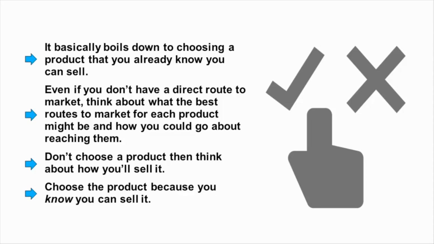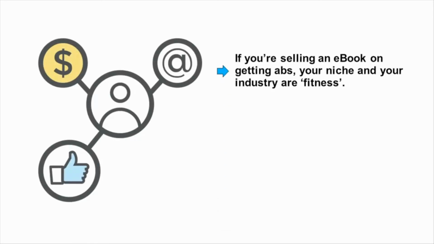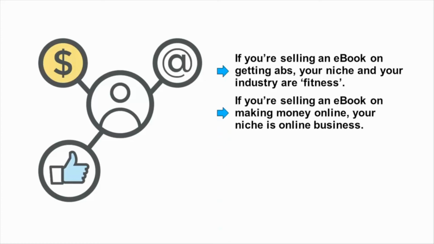Likewise, another consideration you will have is whether to pick a big niche or a little niche. Of course, every internet marketer knows that your niche is your industry, which at the same time will dictate your subject matter. So, if you're selling an ebook on getting abs, your niche and your industry are fitness. On the other hand, if you're selling an ebook on making money online, then your niche is online business.